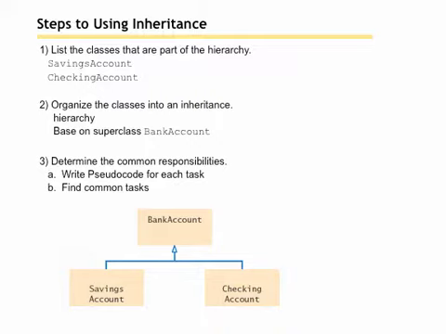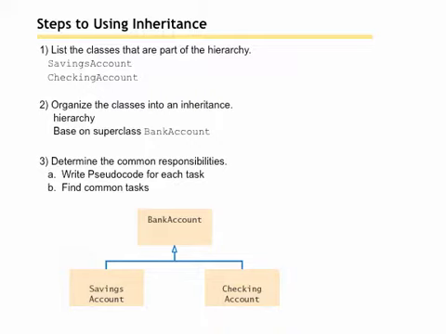So we want to link the classes as part of a hierarchy. Both savings account and checking account are bank accounts. So look at the UML diagram at the bottom. We're going to organize classes into inheritance, so we're going to use this UML diagram, and we're going to determine the common responsibilities. So what are the things that both types of accounts have in common? In other words, what would be useful to put in bank account?